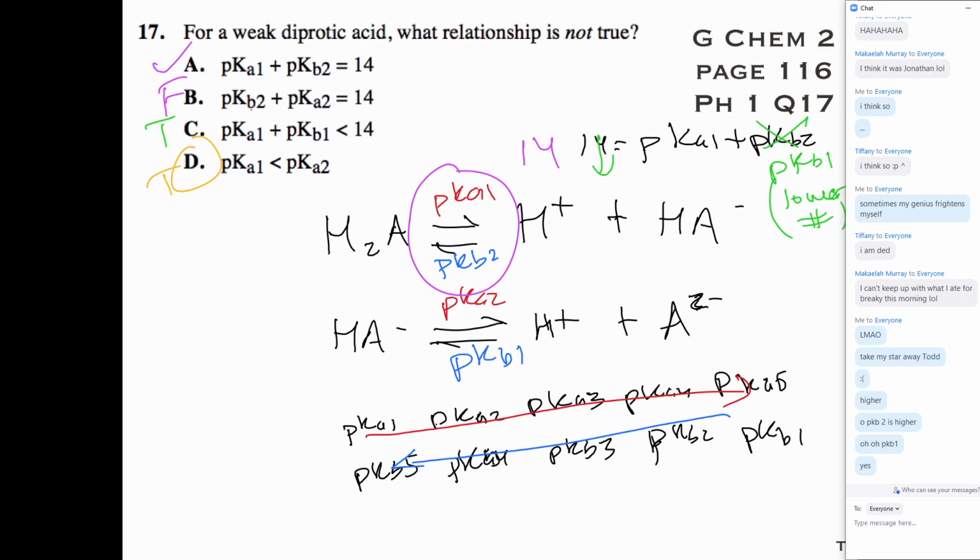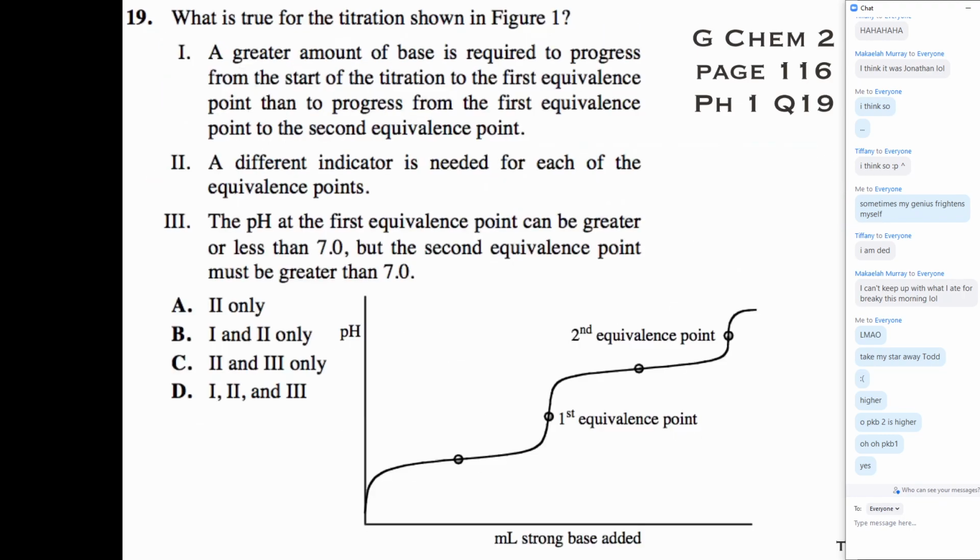Clicking on. What is true for the titration shown in figure 1? Okay. A greater amount of base is required to progress from the start of the titration to the first equivalence point than first to second. So is that true? Why do we call these equivalence points?